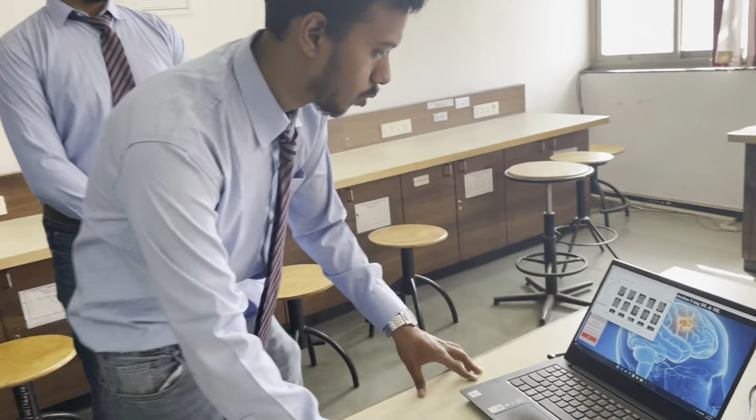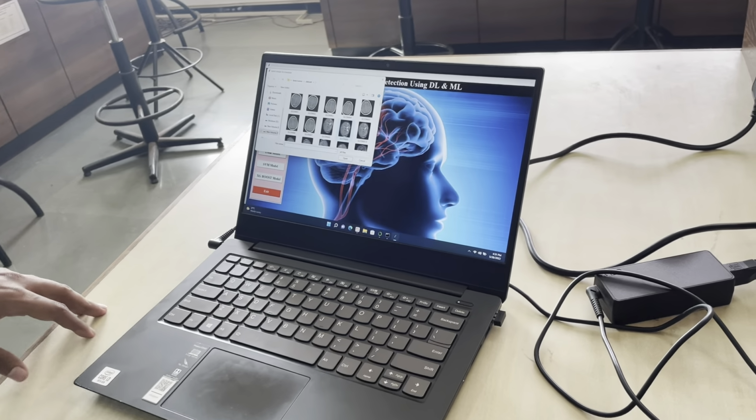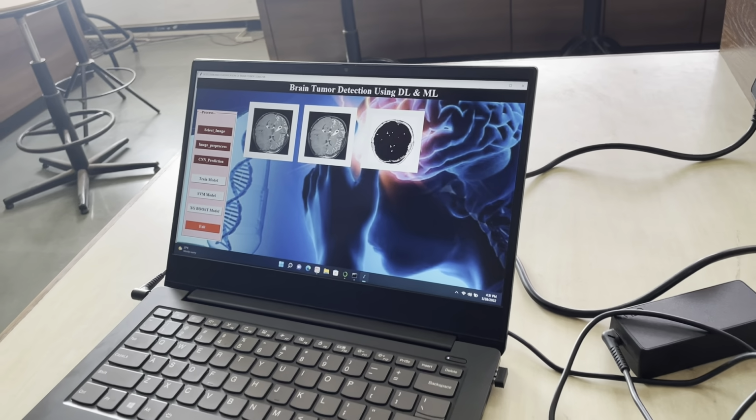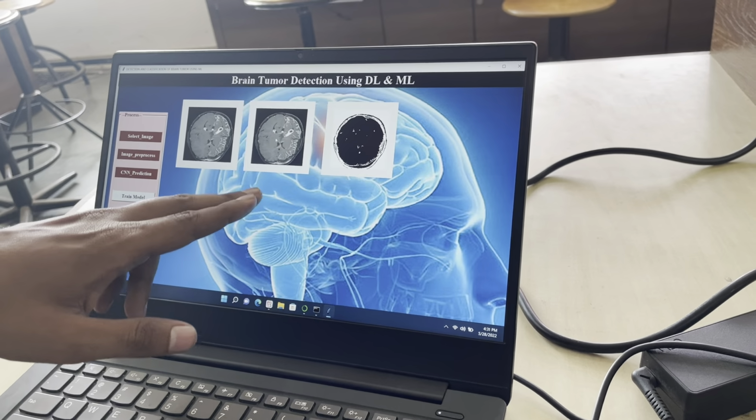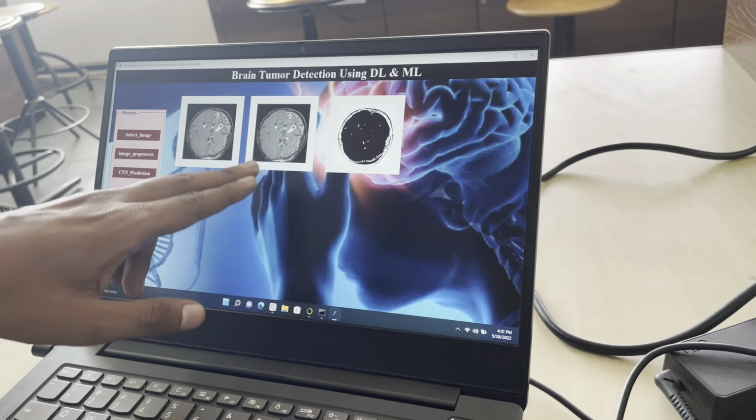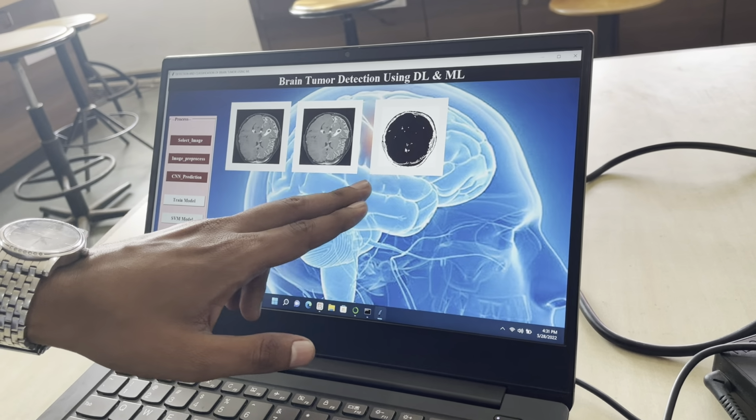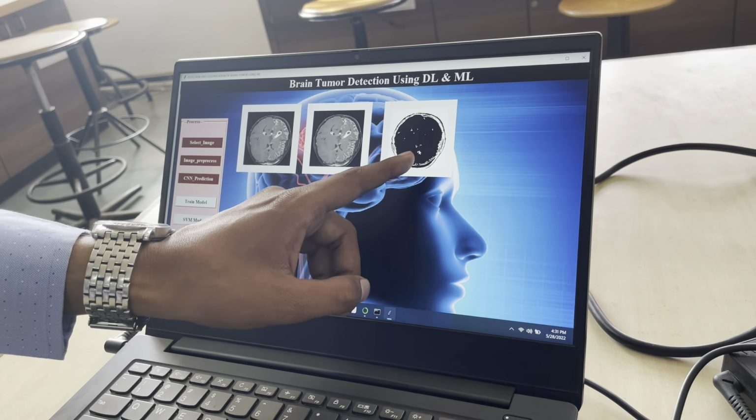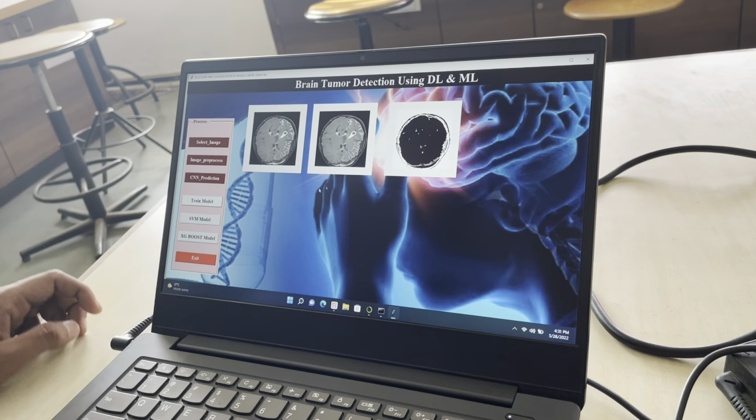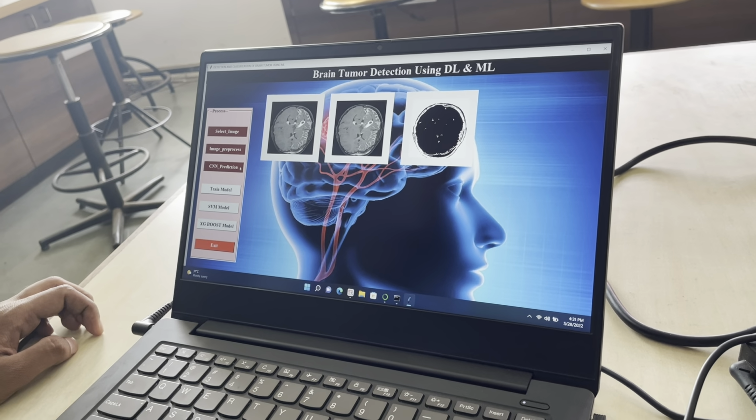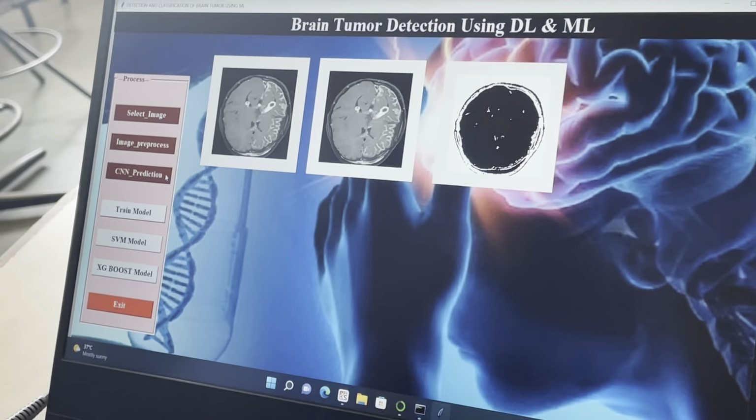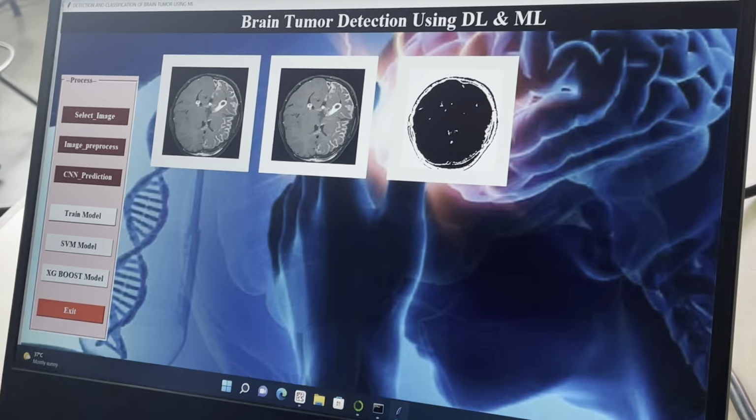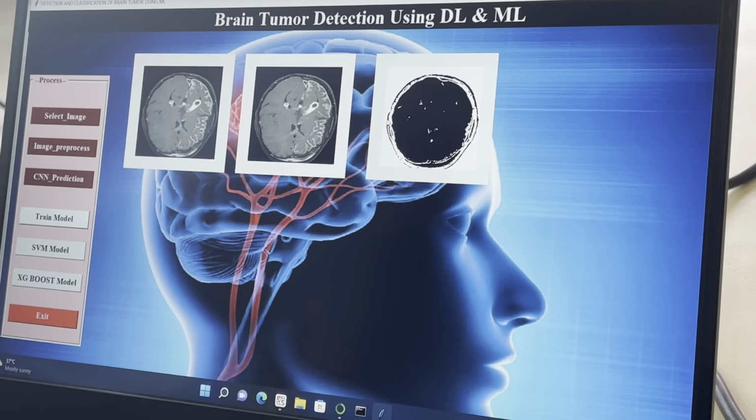Okay, so let's just select an image. Now we are going to pre-process the image, and this is what has happened. It has converted the image into a grayscale image, so that it can only show the stripped part that has a tumor in it. Okay, the last one is showing the tumors, the white dots. Yes, so it has stripped away all the unnecessary information and kept the necessary information.